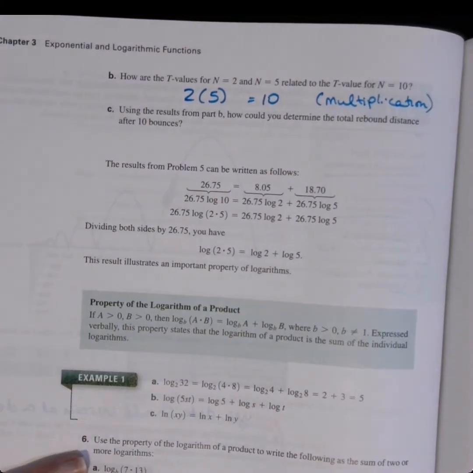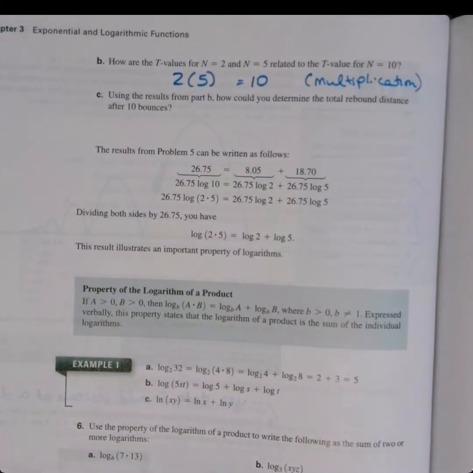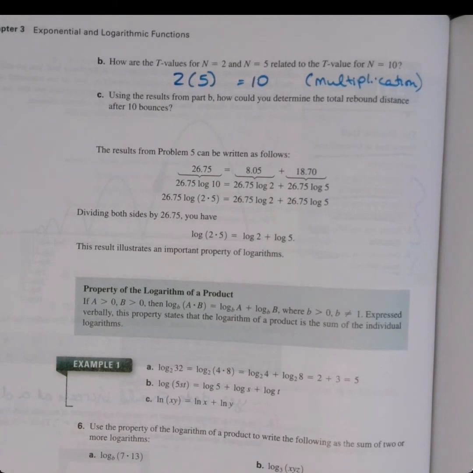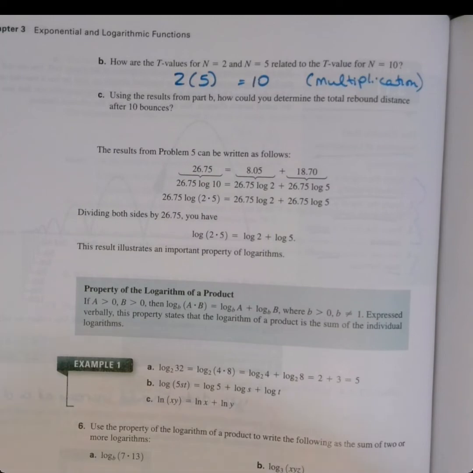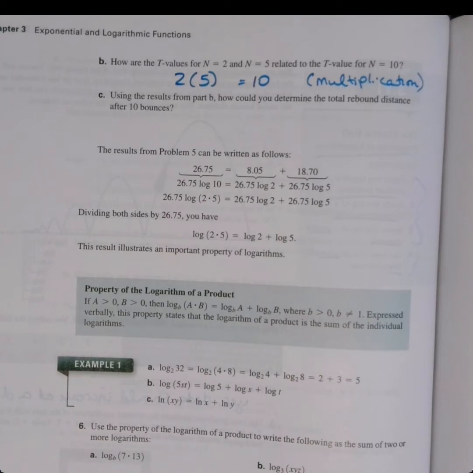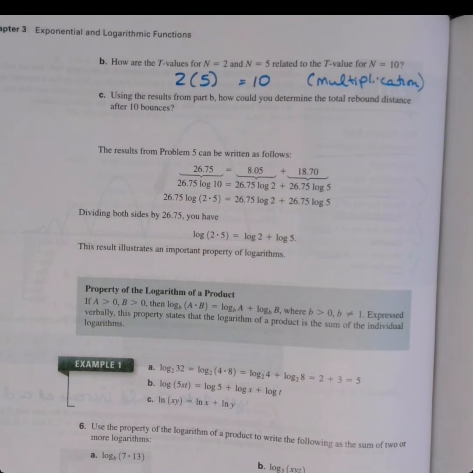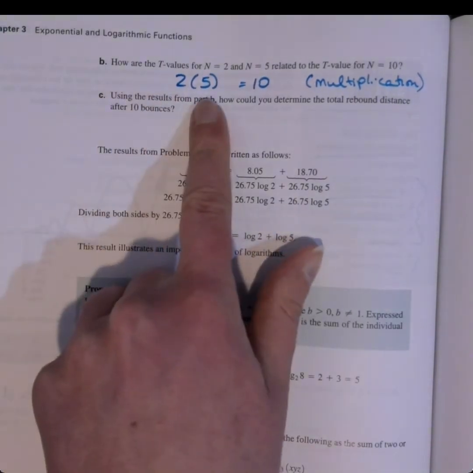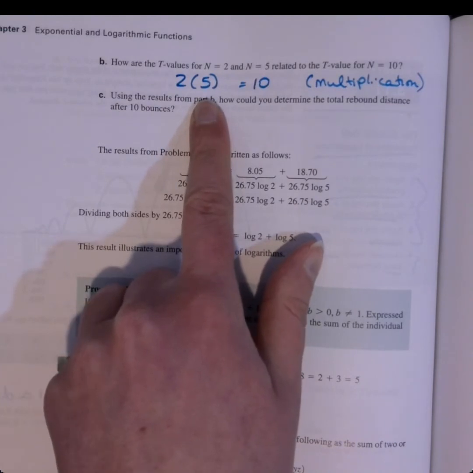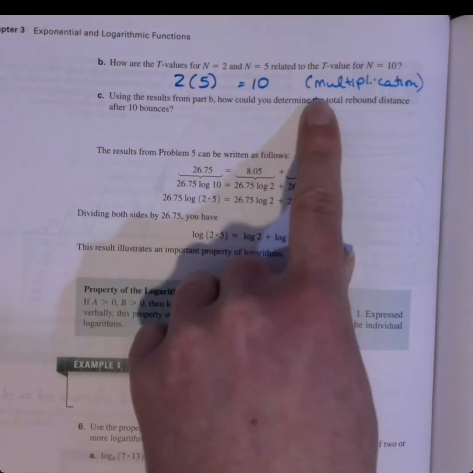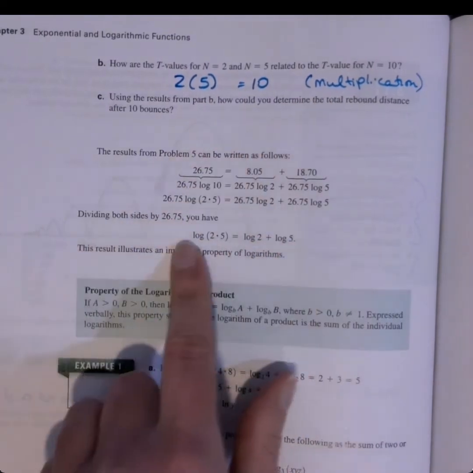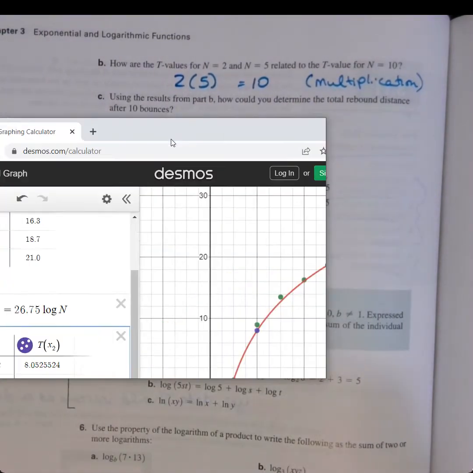Okay, how are the results, the outputs? Using the results from part B, how could we determine the total rebound distance after 10 bounces? Well, I could, I don't know, I already have the 2 and the 5. But do I multiply? I multiply the inputs, but do I multiply the outputs or do I add the outputs? Let's experiment and find out.